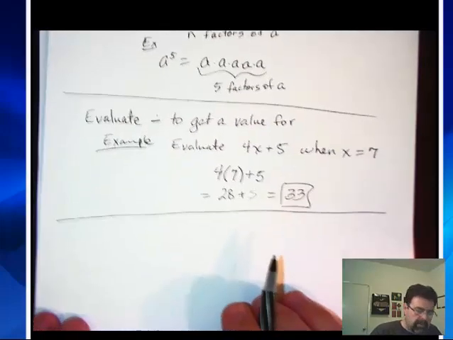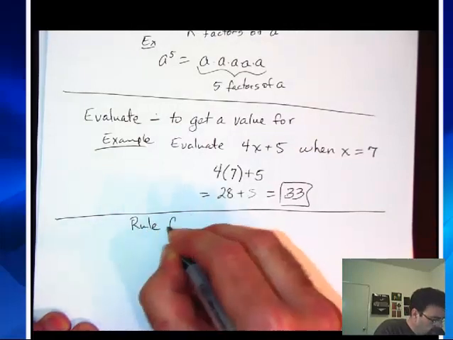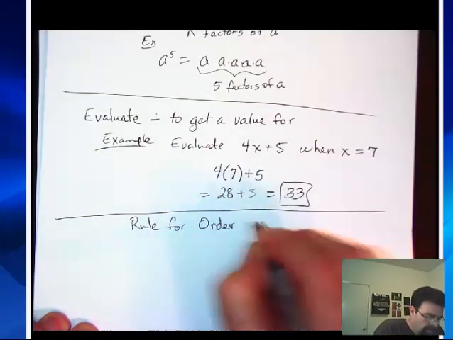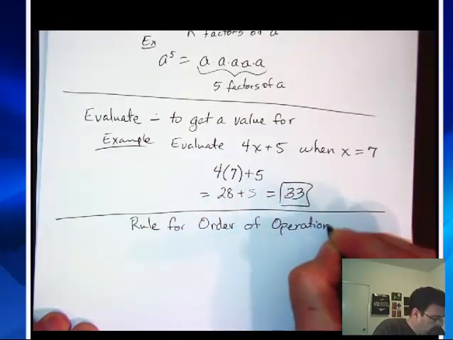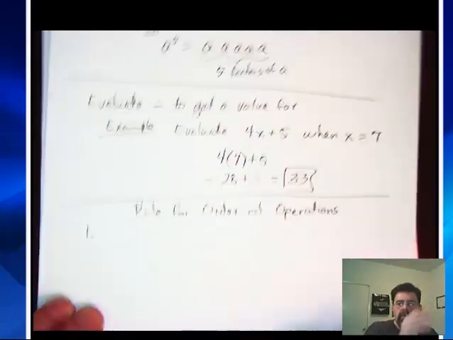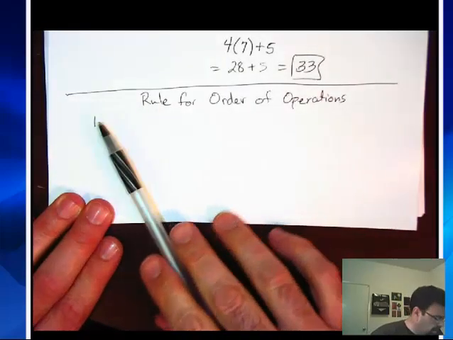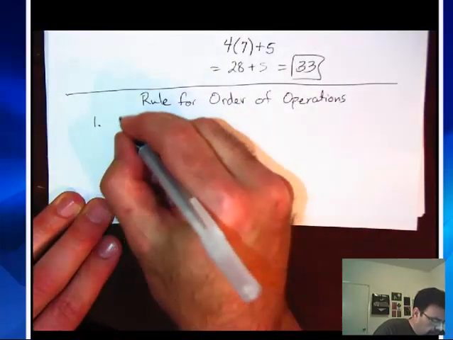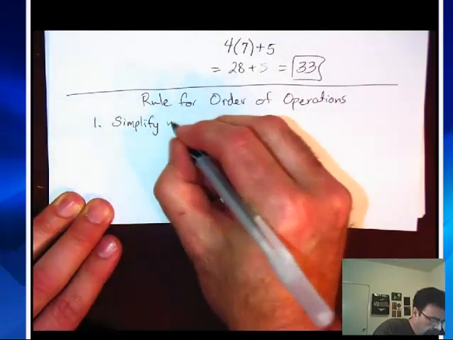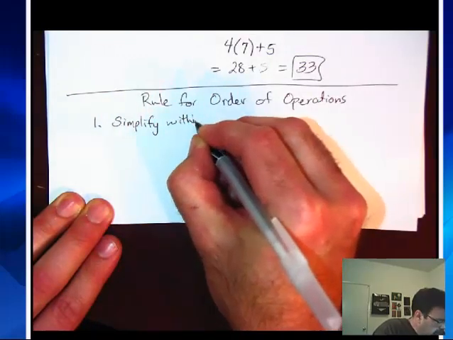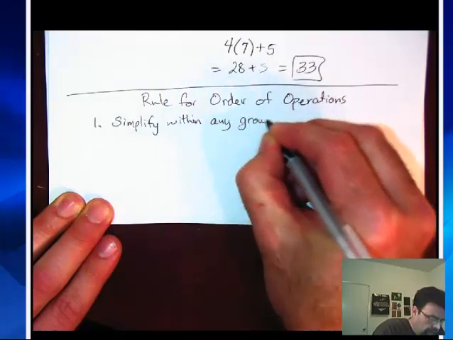Okay, let's review the order of operations real quick since I just mentioned them. So here are our rules for order of operations. You think of this as levels, so precedence. Your first level, first precedence, would be to simplify within any grouping symbols.